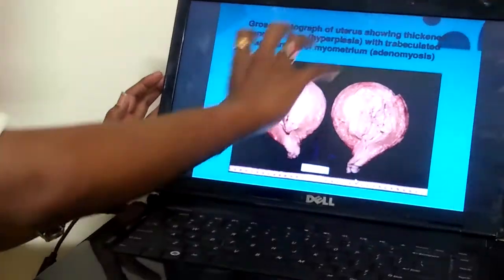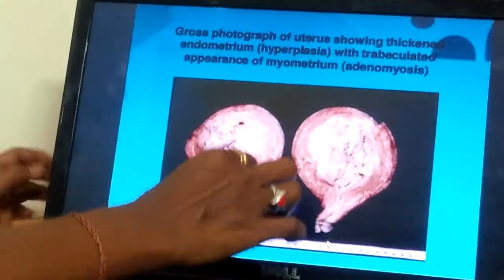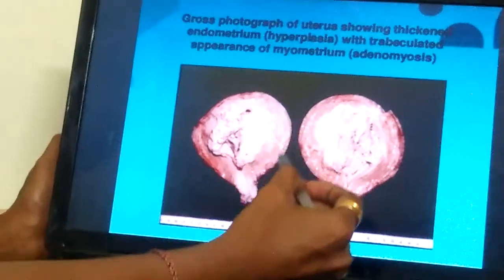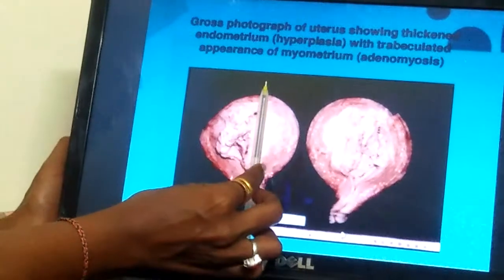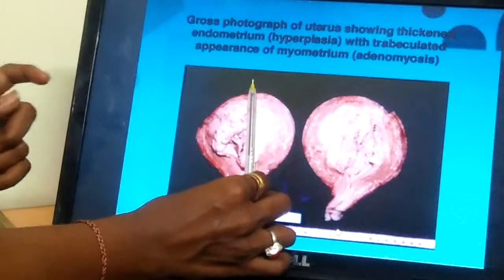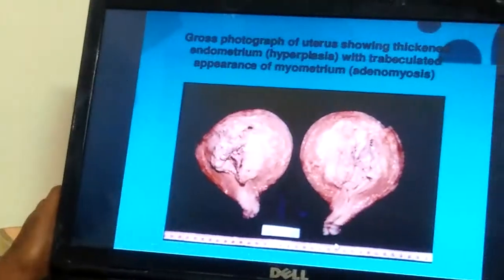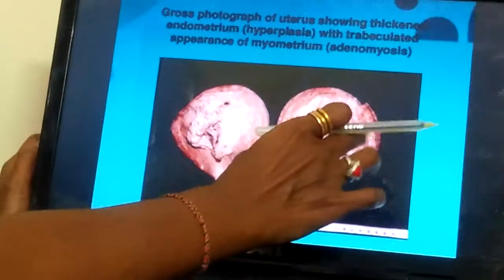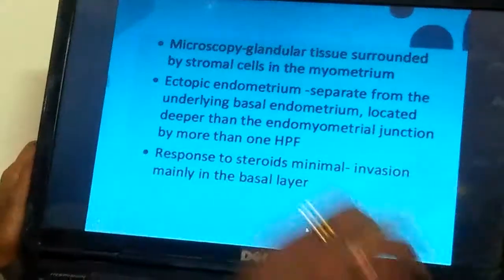This is the gross appearance. There is a thickened hyperplasia. Let's see what we see in this diagram. It becomes thick, and if you compare one side, it is more enlarged than the other, which is why we see asymmetrical enlargement in adenomyosis. The thick myometrium is the presentation of adenomyosis.